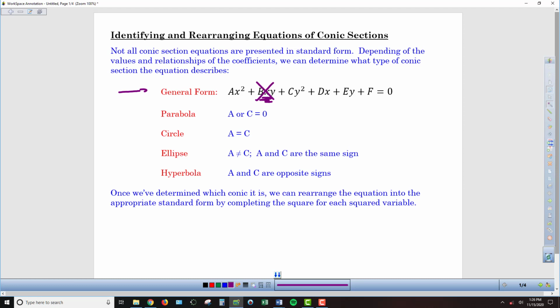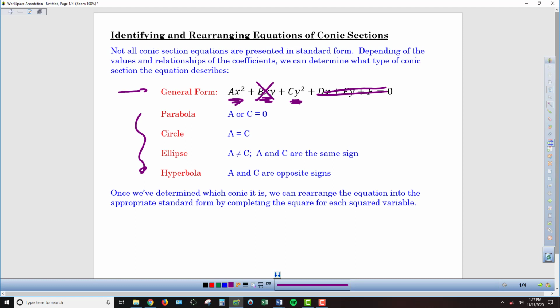But we still need to be able to look at an equation and identify which conic section it is, so then we can go about rearranging the equation into a format that's more workable for us. And so we have the following guidelines as to how we can determine which conic section type it is based on some of these coefficients. The reality is it really depends on the x squared and y squared coefficients, a and c. The rest of these don't matter. What matters is the coefficients in front of the x squared and the y squared.